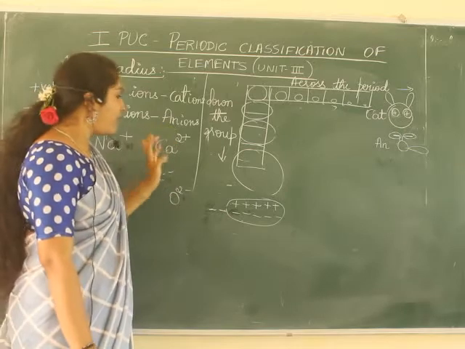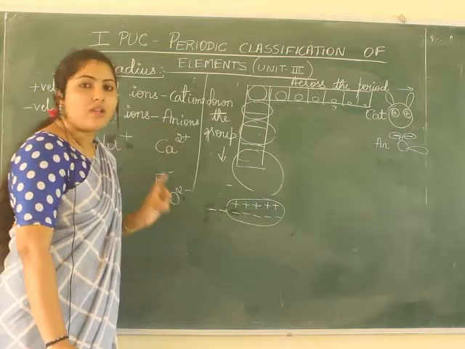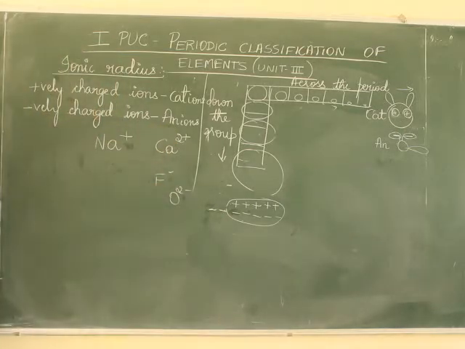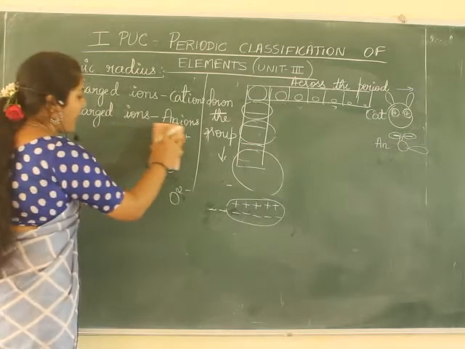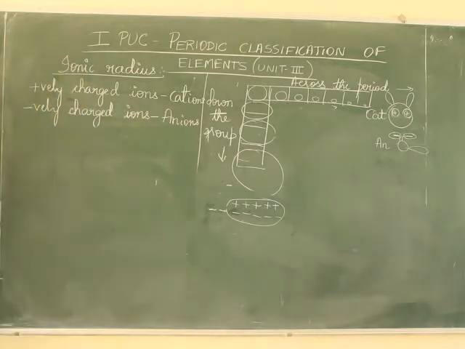So you have an idea of what is a cation, what is an anion. So you need to know again when you get a cation. Cations are formed, just make a note.